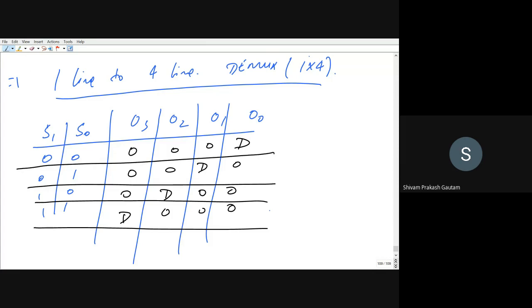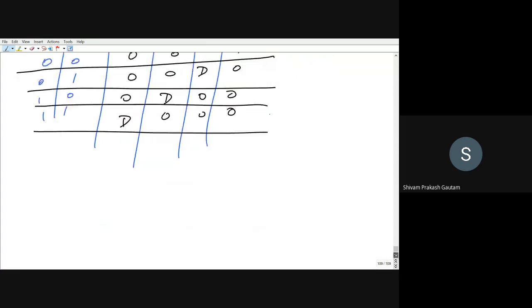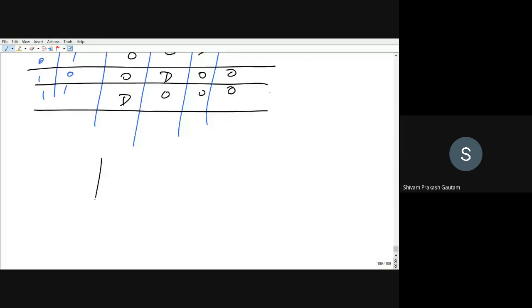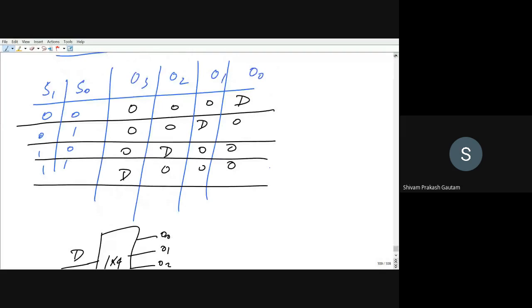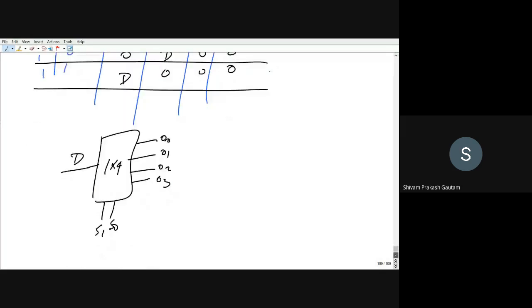Now, if you want to draw its circuit, so 1 cross 4, two select lines are there, S1 and S0. One input is there, let us say data, and 4 outputs will be there. Let us say O0, O1, O2, and O3. So this is what it will look like. Now, what is inside this circuit? So that I will be drawing.